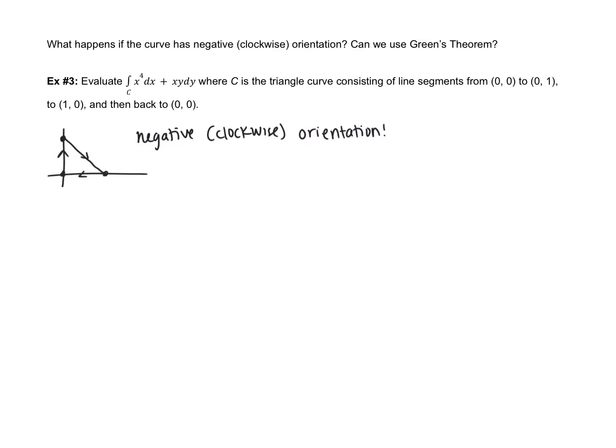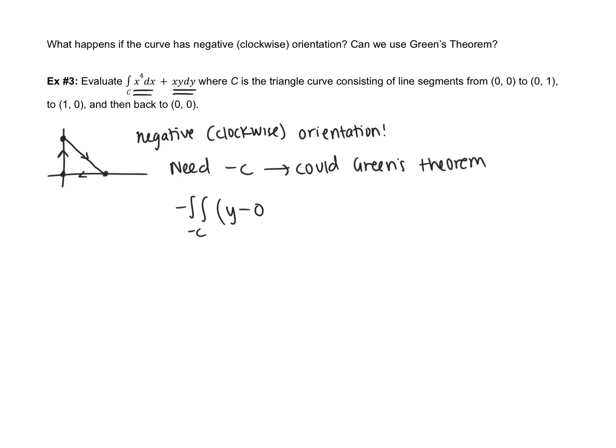So we can't use Green's theorem yet. We need the curve to have the reverse orientation. Then we could use Green's. So what we're going to do is a double integral. If we reverse the orientation, it's going to give us a negative value. So then, okay, partial with respect to x is going to be y. Partial with respect to y is going to be 0. So ultimately it would be negative double integral of y dA. Really, there shouldn't be a label here. It's just the region R. So yes, if you have a negative orientation or a clockwise orientation, you can use Green's theorem just by reversing the orientation.